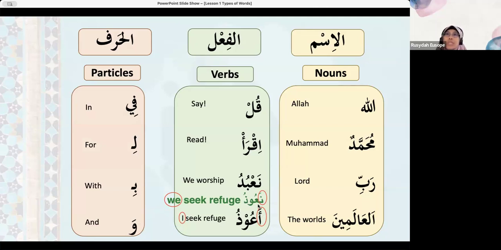So na'udzubillah means we seek refuge. Kita atau kami minta pertolongan Allah, bukan pertolongan, minta protection, perlindungan. Kami berlindung pun boleh juga. A'udzu, saya berlindung atau aku berlindung. So that's the difference lah. We and I. So na and the pronouns, dhamir dia beza. Okay. Any other question? Ada soalan lain?